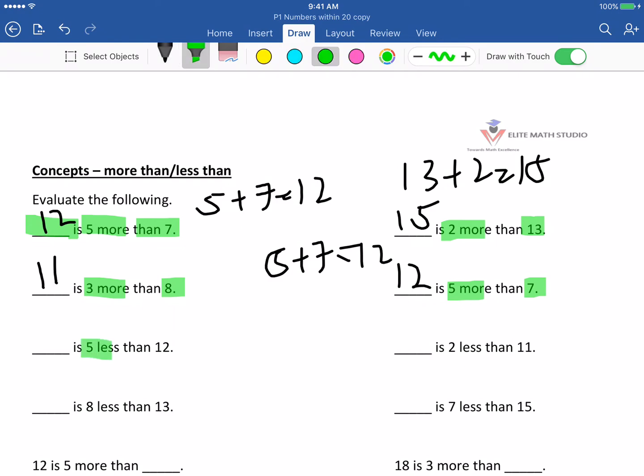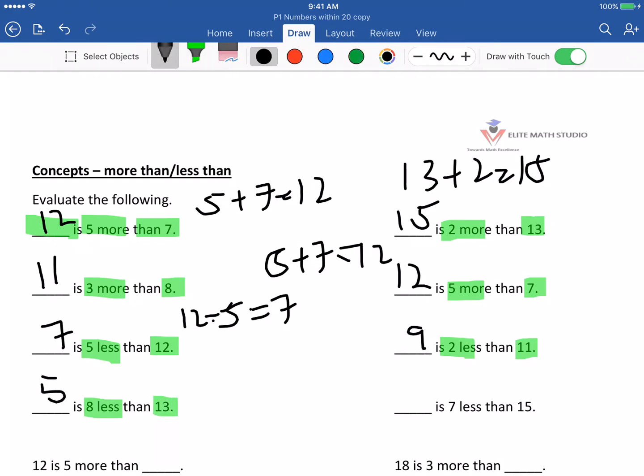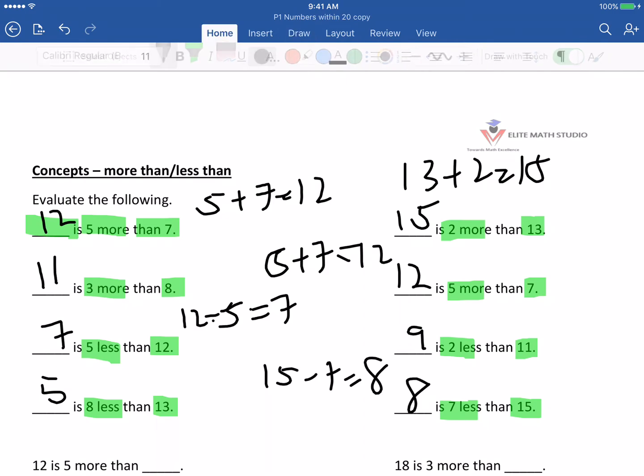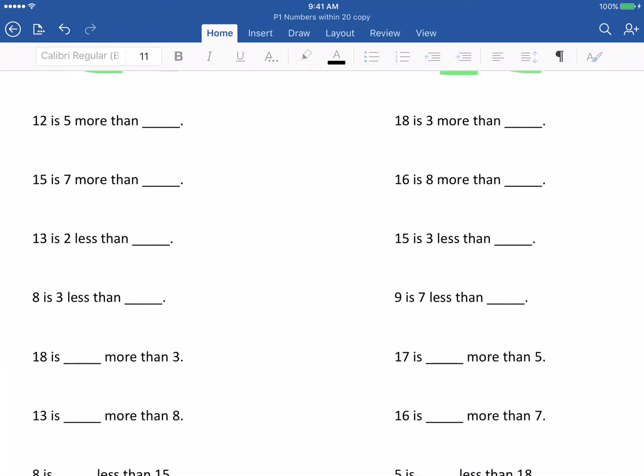Next one. What number is 5 less than 12? You just take 12 minus 5. 7. What number is 2 less than 11? The answer is 9. 11 minus 2. Next one. What number is 8 less than 13? The answer is 5. Next one. What number is 7 less than 15? The answer will be 15 minus 7, which equals 8. Okay, let's move on to a few more examples.